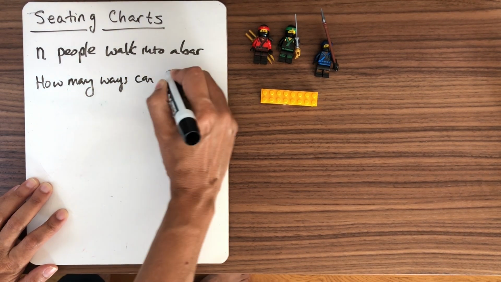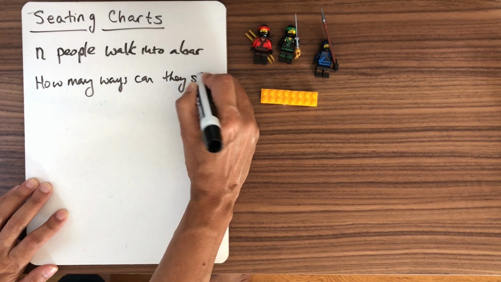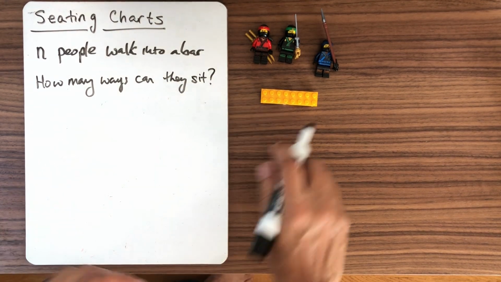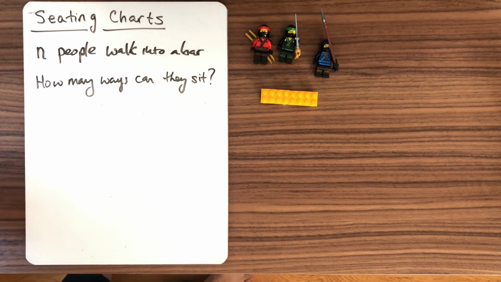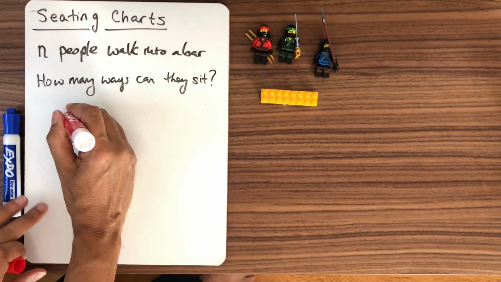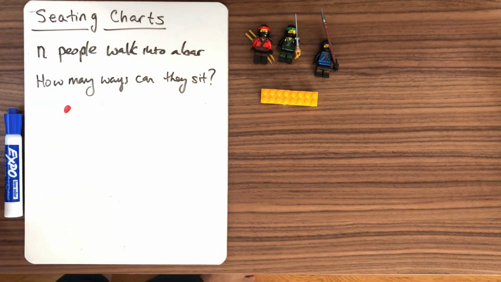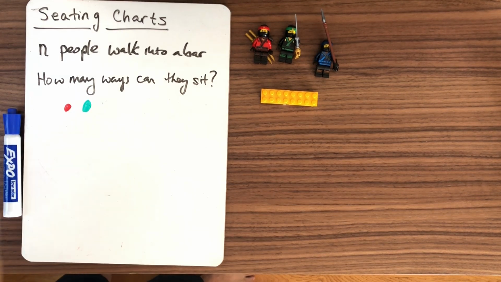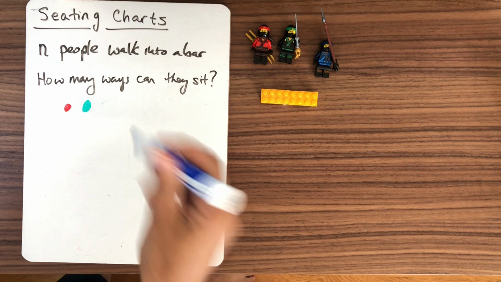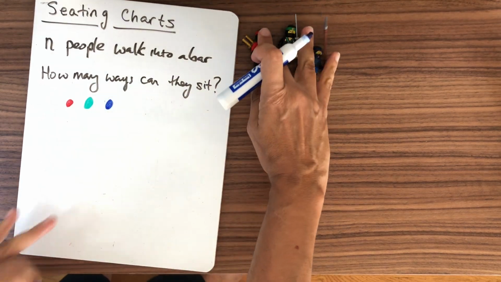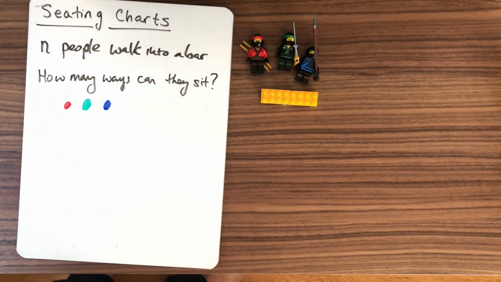can they sit at the bar? So the bar is one long line, and now we have these 3 pirates, and the order we currently have them in is we have the red one, the green one, and the blue one now lined up at the bar. But that's not the only way we could have done it.